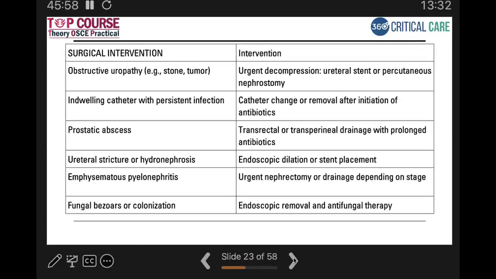You have to see if the patient is having obstruction; urgent decompression or a DJ stenting might be required. If the patient has an indwelling catheter with systemic symptoms, then a catheter replacement and sending a new culture from the catheter might be warranted.